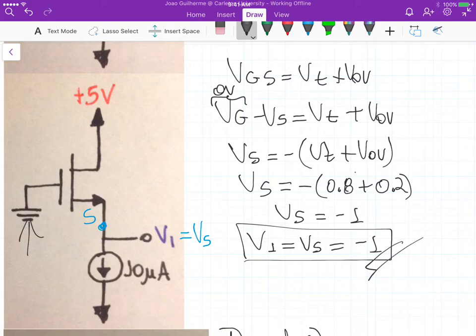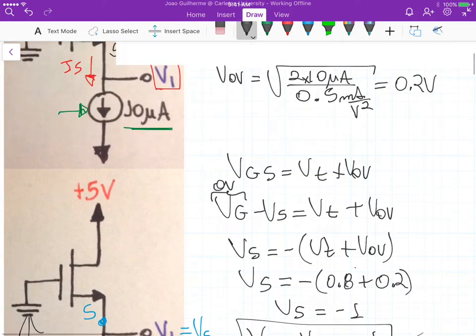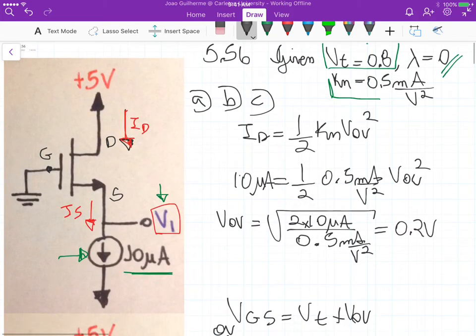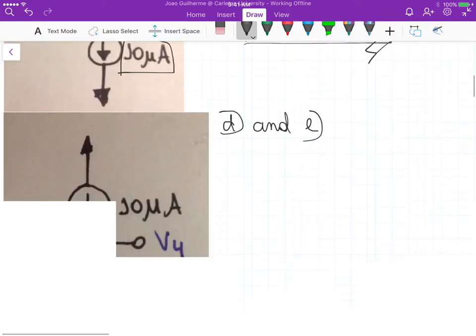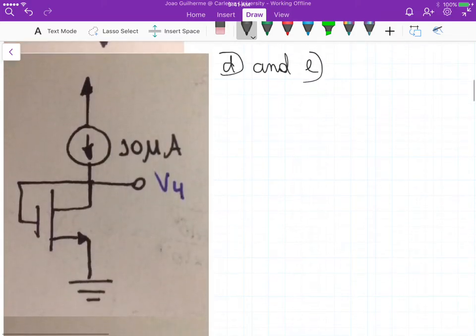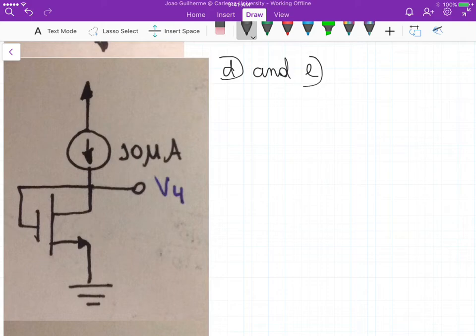Now part B and C, it's just the same thing. You just have to change this value here. So I won't solve it here to not make the video so long. It's just a matter of changing this current here. Okay, so let's go for D. And D and E are basically the same thing too. We just have to change this current here.